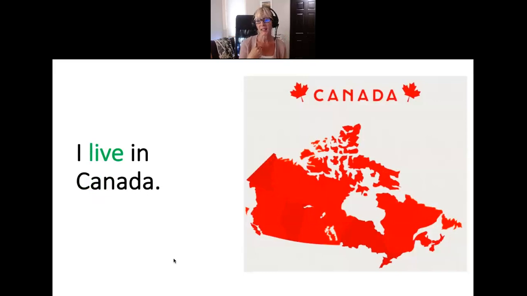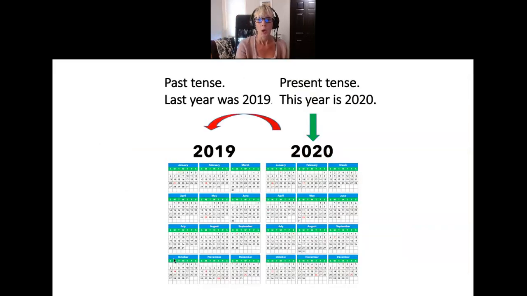I live in Canada. It's a present tense answer. I live in Canada now, today. But past tense is before. Okay? This year is 2020. Last year was 2019. We will use a green arrow for present and a red arrow for past.